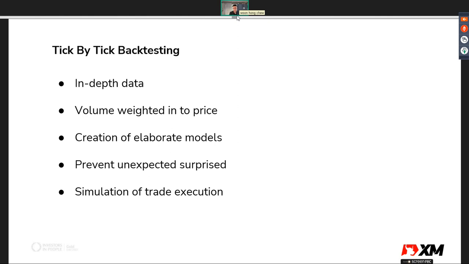So lastly would be simulation of trade execution. Simulation of trade execution means that you are basically simulating when you should enter a trade, and you should always enter at a specific time to see if that trade will actually work out well for you or not.